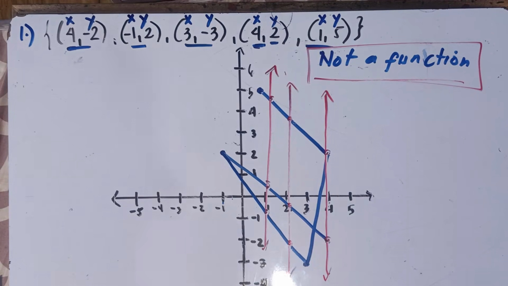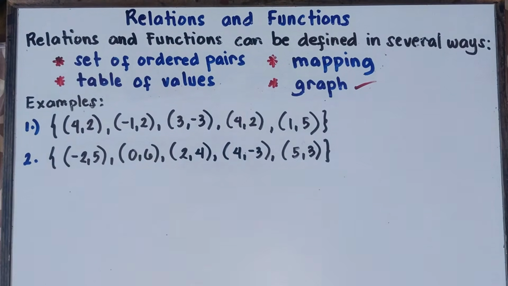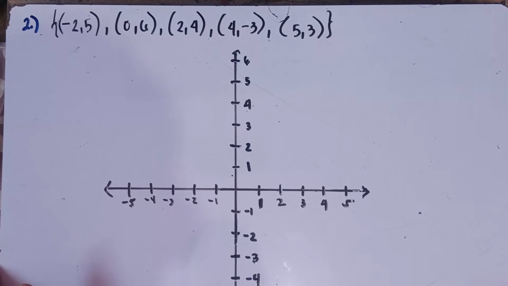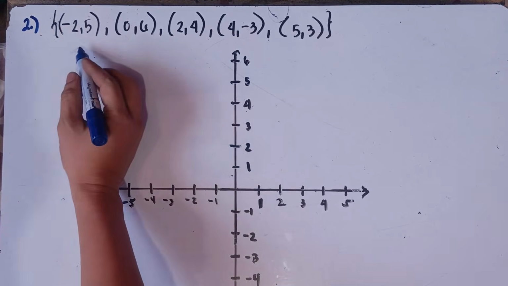So let's proceed now to example number 2. Then later on, class, you will have your activity. Alright, so example number 2. Given ordered pairs, we have negative 2 and then 5.